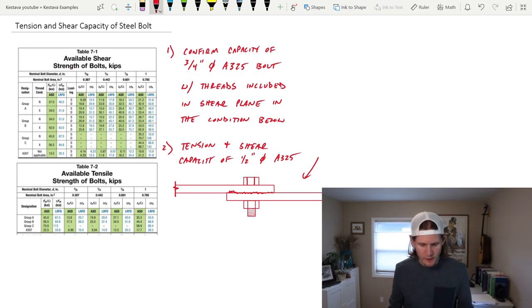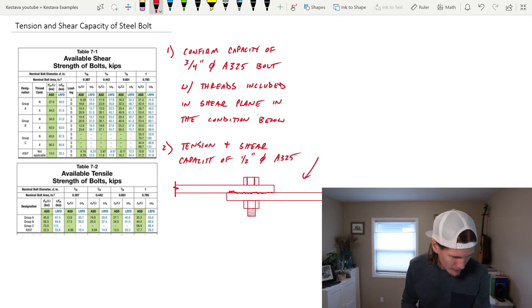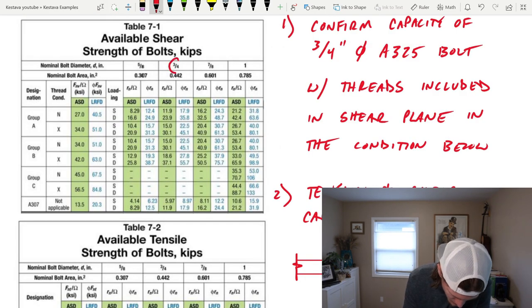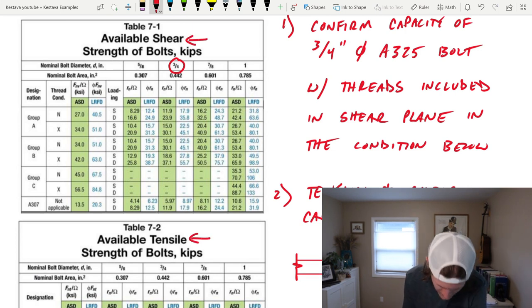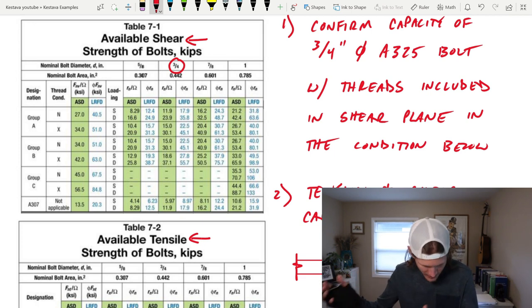And then part two is going to be, once we understand how to derive the capacities in the tables, we are then going to determine the tension and shear capacity of a 1/2 inch diameter A325 bolt, which is not contained in the table. These tables are located on page 7-22 and 7-23 of the steel manual, if you're trying to follow along that way. How you read this is you have a 3/4 inch bolt. We'll start with the shear capacity of the bolt, said in the top right there, and then below, tensile. So that's your two table indicators, right in the title.